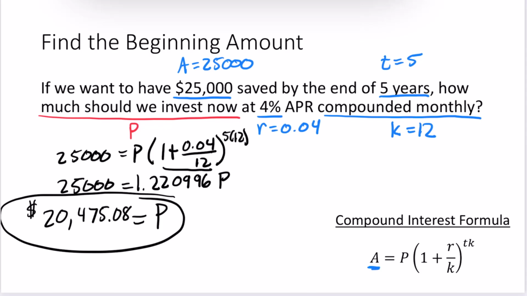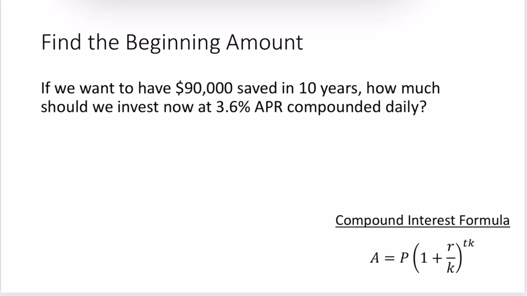And that seems reasonable because this number is a little bit smaller than this one. And it makes sense that with a 4% interest rate over 5 years, that this amount could grow to $25,000. So why don't you guys try this one on your own? Pause the video and restart it to see how I solved it.